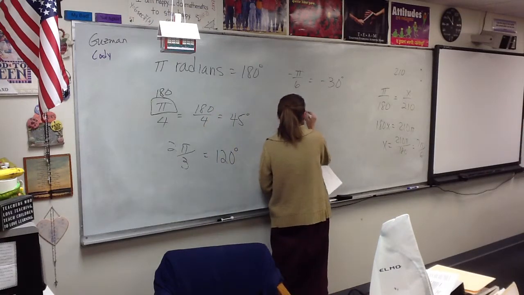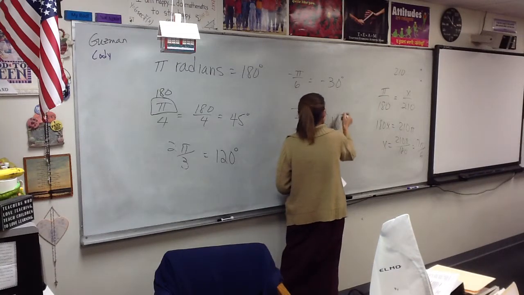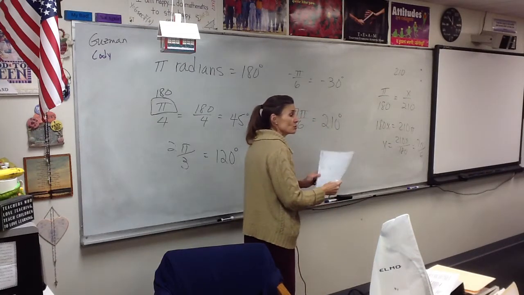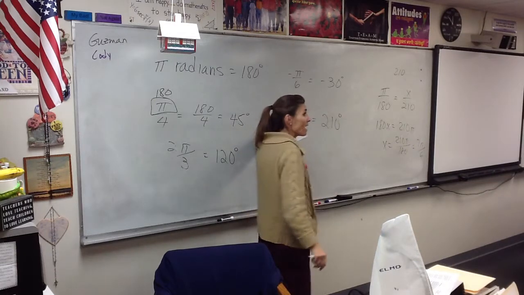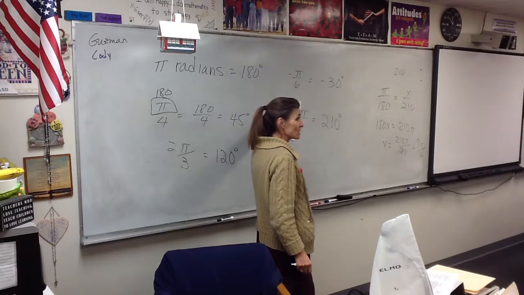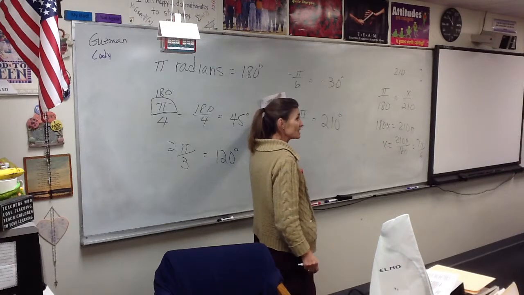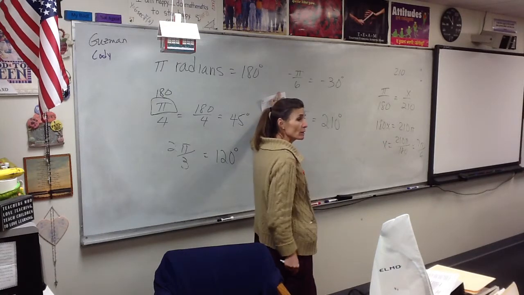7 pi over 6. Somebody's on this. 210 degrees is exactly right. Let's talk about why. What's pi? Divided by 6. 30 times 7, 210. And again, if you can't do that in your head, then type it in real quick on your calculator.